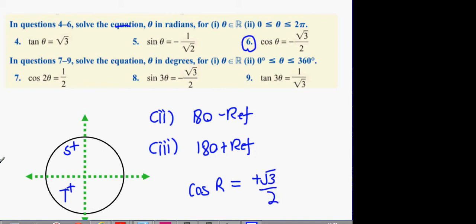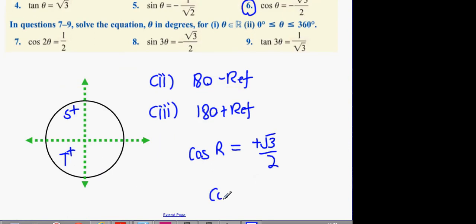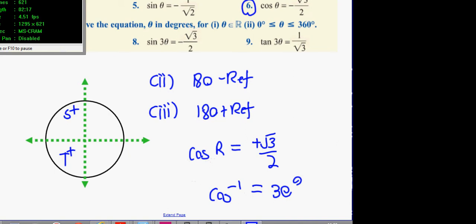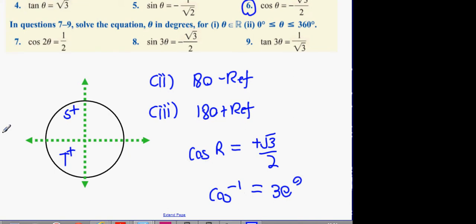Now, can somebody in the class do cos inverse of root 3 over 2 for me? 30 degrees. Now guys, the first angle is going to be 150 and the second answer is going to be 210. You got that?